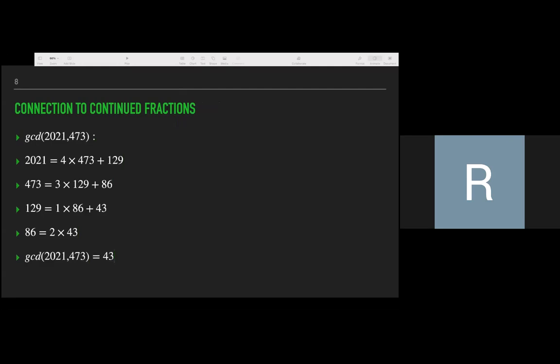And then on the right, we take 2021 over 473. And we see how many times 473 breaks into that. We put it into improper fractions. And we take 1 over the non-integer part. And we keep repeating this process.